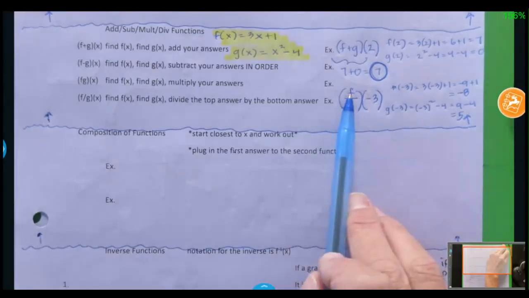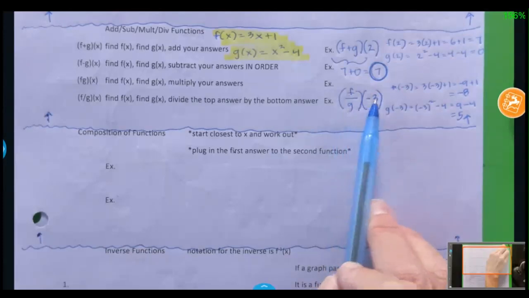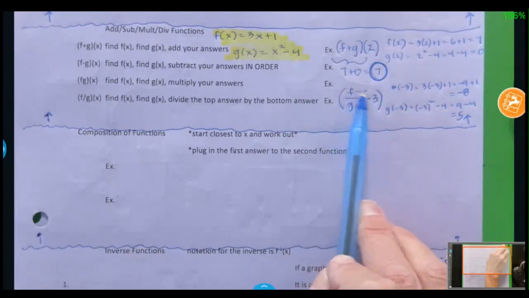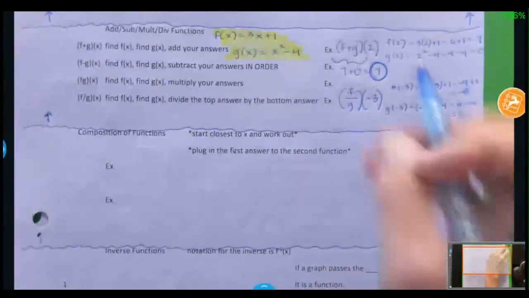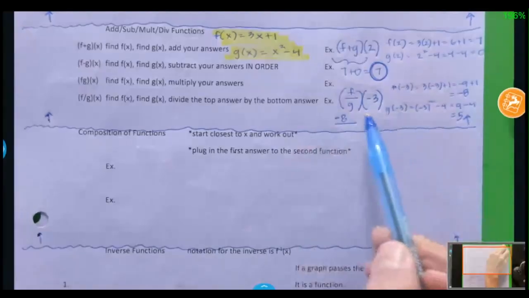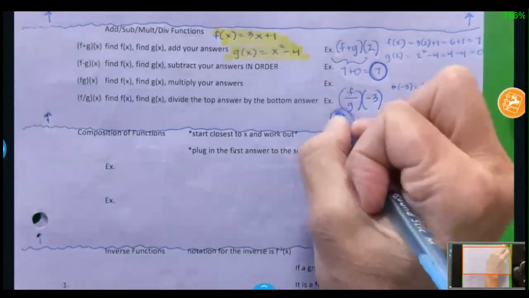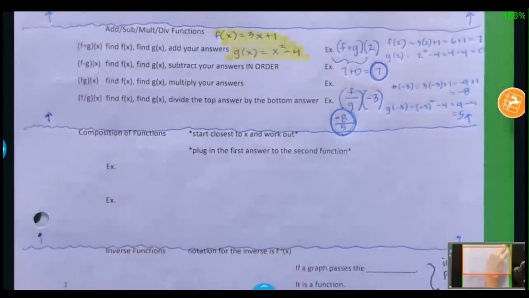Okay, the answer is the f of negative 3 function, divided by the g of negative 3 function. This has to go on top. You don't get to reverse your order. So the first thing we got was negative 8 divided by g, which was 5. And that cannot be reduced, so my answer is just negative 8 over 5.